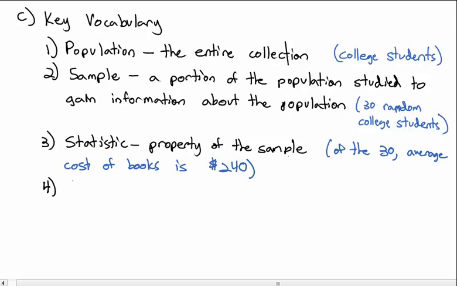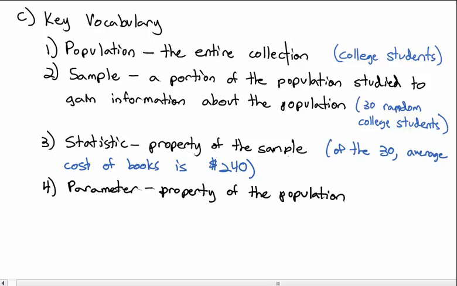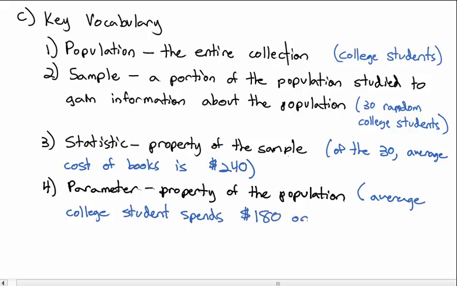Now, if we want to talk about everybody, what we'll talk about is a parameter. And a parameter is a property of the population. So here we could say the average college student spends $180 on books.